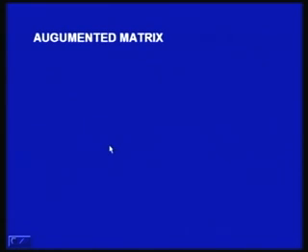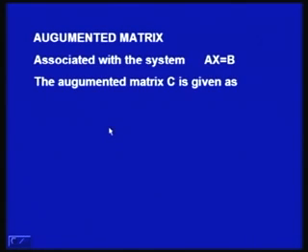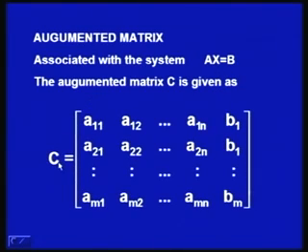We will define an augmented matrix associated with the given system Ax = b, and it is given as this C. You may notice that this matrix has n plus 1 columns. These n columns are the same as the coefficient matrix, and this last one is the right hand side. This is a convenient way of expressing the system of equations in a compact form.